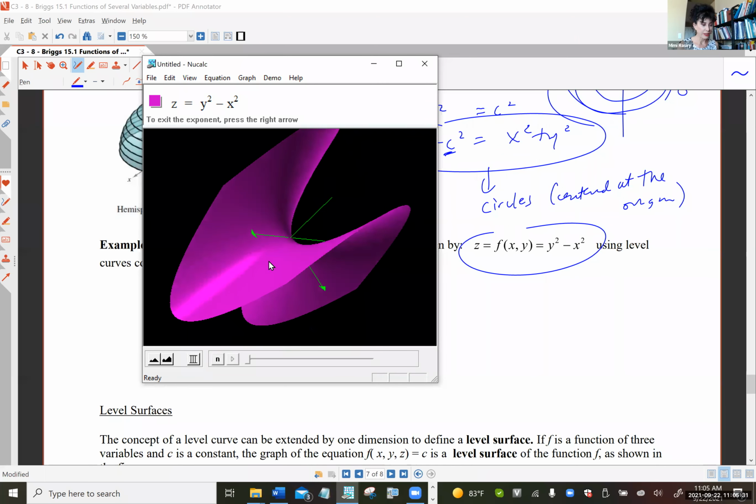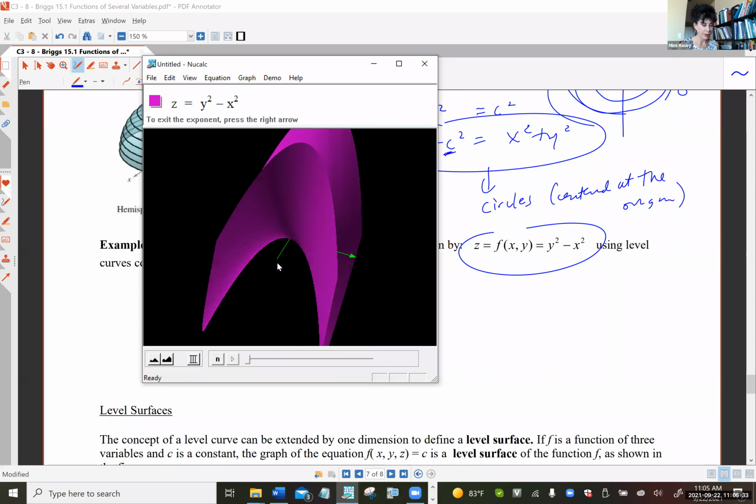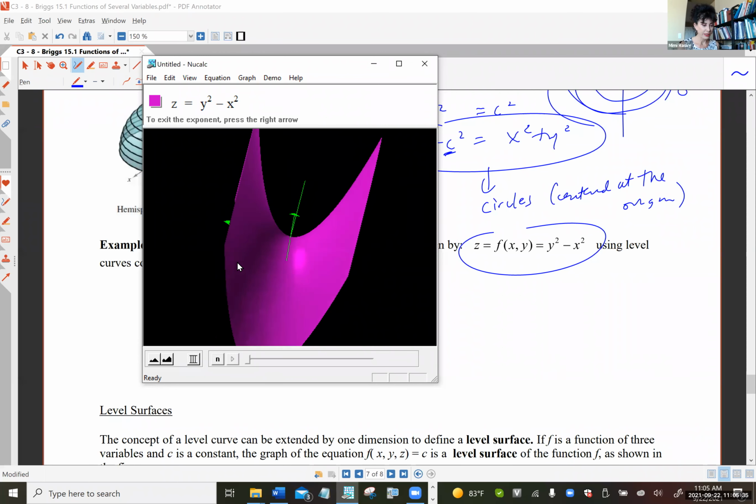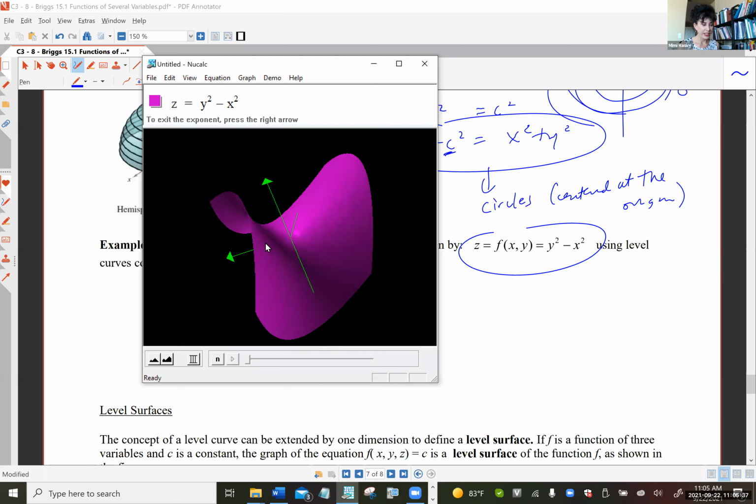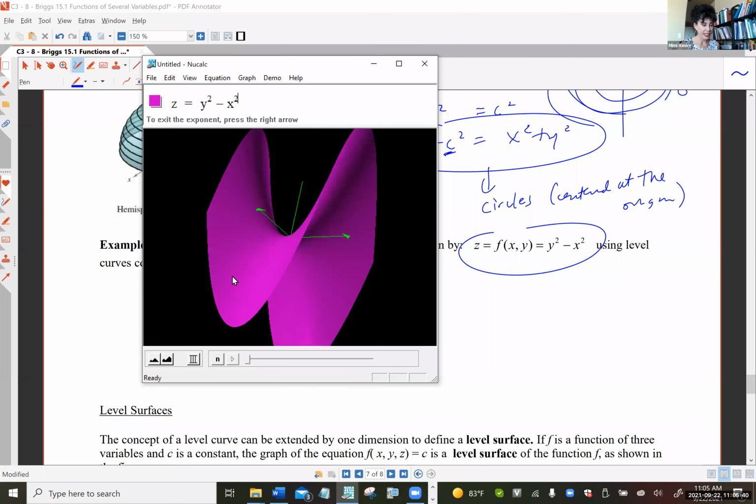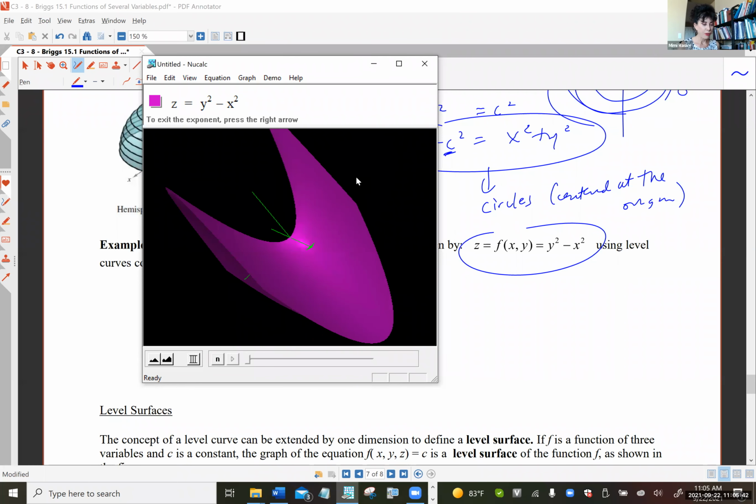So what does that look like? That looks like that hyperbolic paraboloid again. Some people like to think of it as a Pringles. I like to think of it as a horse's saddle. But you know, what would the level curves for that guy look like? Well, let's see.